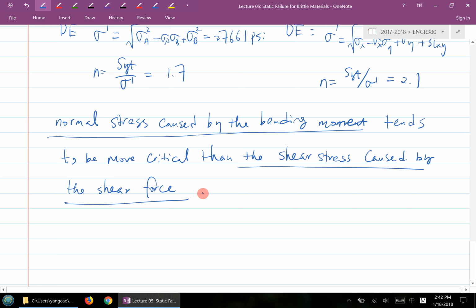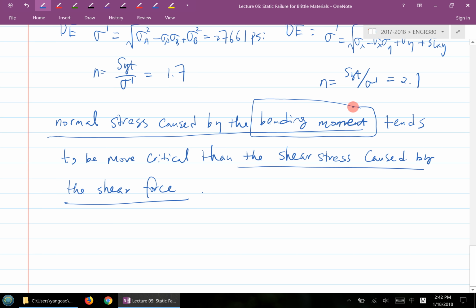Okay, so essentially in the future, especially later when we do the shaft design, you don't need to look at both the top location and also the horizontal location anymore. You only need to look at basically that A location, the top location. Or in other words, you only need to consider the effect caused by the bending moment, okay?